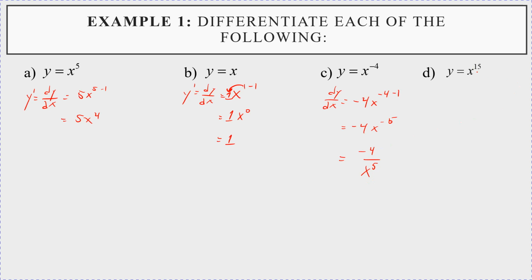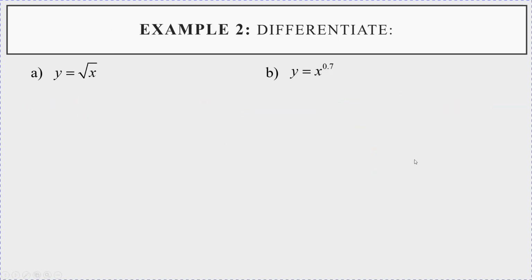And then even if you have something like x to the 15, right? dy dx, the derivative. Bring the 15 down in front. And then I'm just going to quickly shorthand this. Well, what's 15 minus 1? Is 14. And that's it. So in all these cases here, you just bring the exponent down in front and then subtract 1 from the exponent.